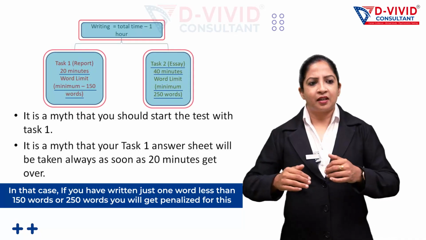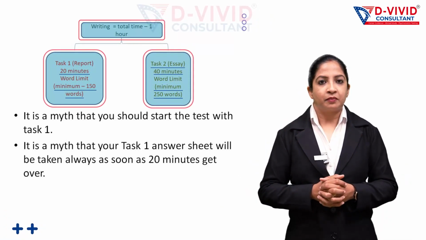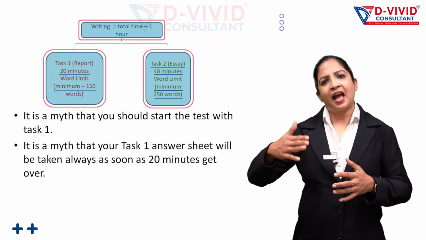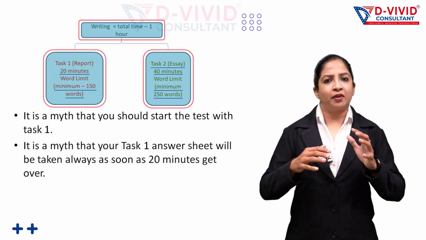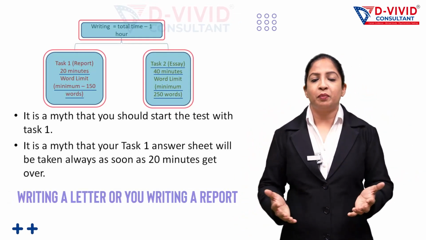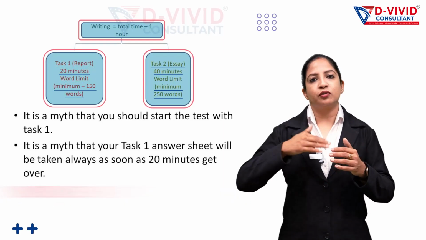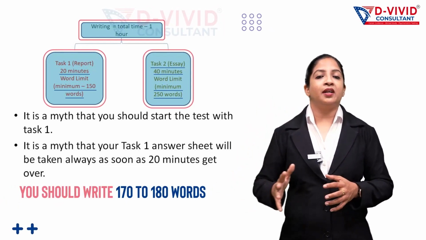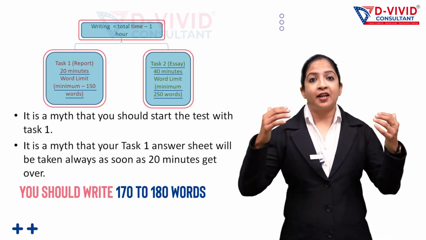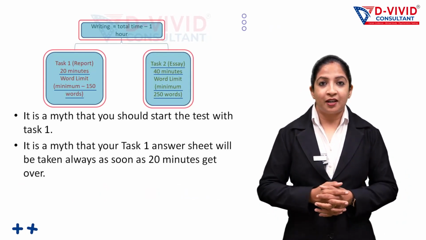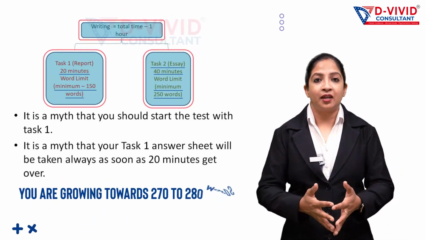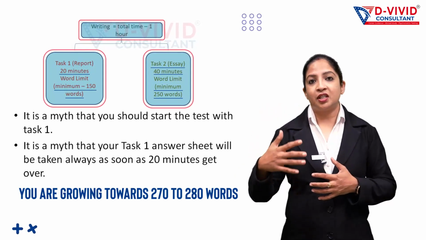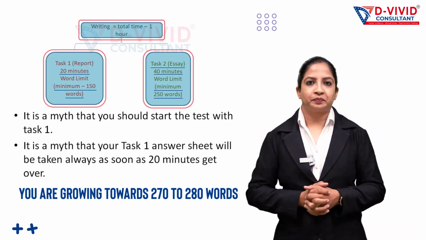Yes, in IELTS there is no upper limit, right? So always have a target. Whether you're writing a letter or a report, you should write at least 170 to 180 words. And if you're writing an essay, then definitely you should be growing towards 270 to 280 words.